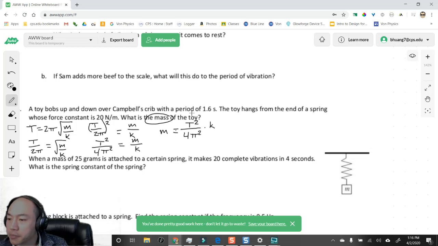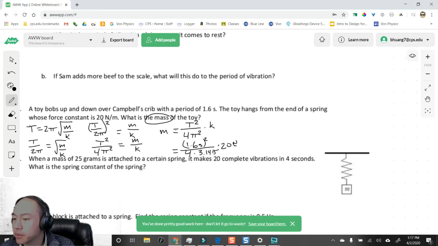Alright, so now we can plug in the parts of the equation. So we're given, let's see, this is equal to T squared. Our T was 1.6 seconds. We're going to square that. And then we're going to divide this by 4 times 3.1415. Multiply this by K, which is 20 newtons per meter. And we plug this into our calculator.